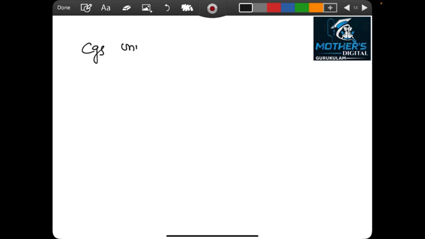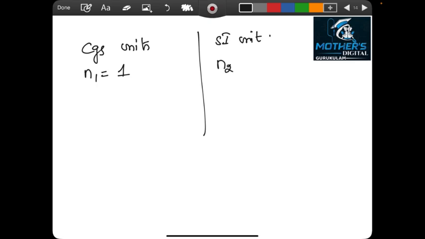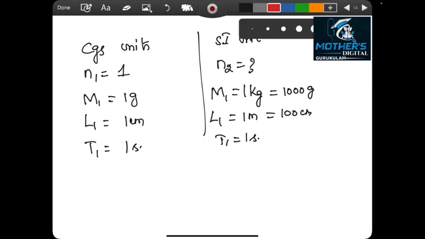CGS unit on the left hand side and SI unit on the right hand side. N1: in the question, they have given you one dyne, so N1 will be 1. N2 we are going to find out. Mass will be written as 1 gram, L1 is 1 centimeter, time is 1 second. Similarly, mass in SI unit should be represented as 1 kg, but I want to convert into gram, so it will be 1000 gram. Length will be 1 meter, which is equal to 100 centimeter. Time, 1 second.